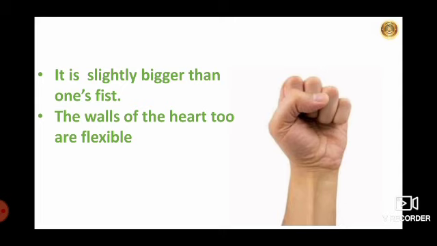It is bigger than one's fist. What is one's fist? Fist means when our fingers are bent in towards the palm and held tightly in this way. Can you see? Our heart is slightly bigger than our fist. And the walls of the heart too are flexible.